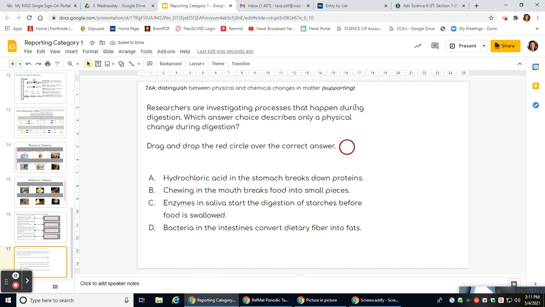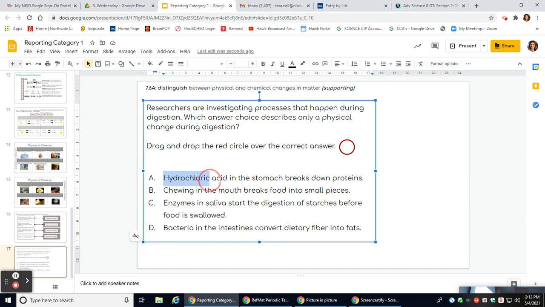Okay, and then lastly, we're going to finish with a STAAR test question. It says researchers are investigating processes that happen during digestion. Which answer choice describes a physical change during digestion? Any type of acid is always going to be a chemical change. That's not physical. Chewing in the mouth breaks down food. That sounds good because we're only changing the size of the food, so that could be physical. Enzymes in your saliva, that's chemical. And then bacteria are converting fiber into fats. You're getting a new substance. So your only physical change here is chewing food.